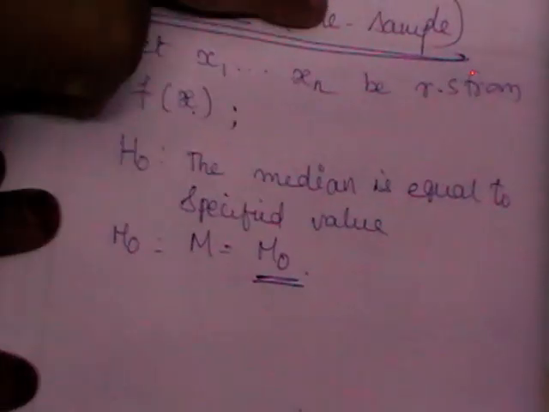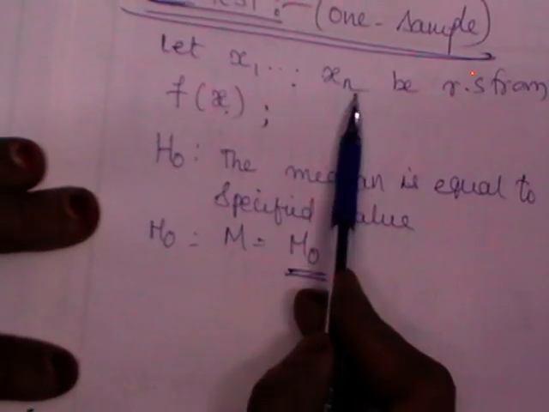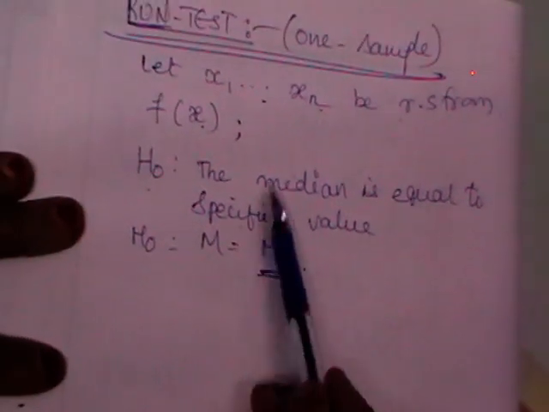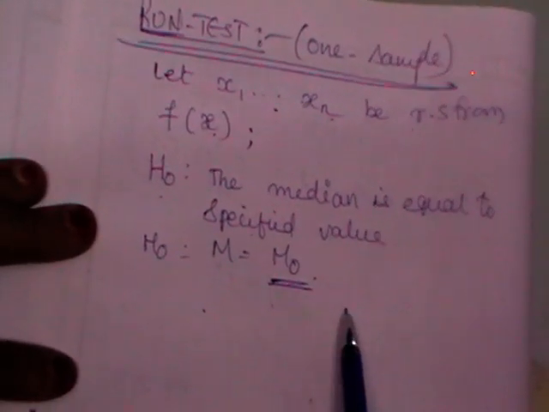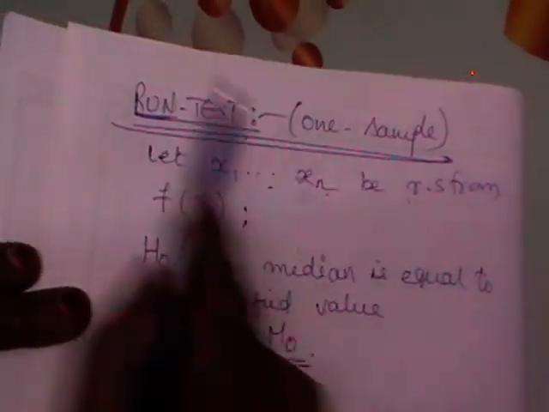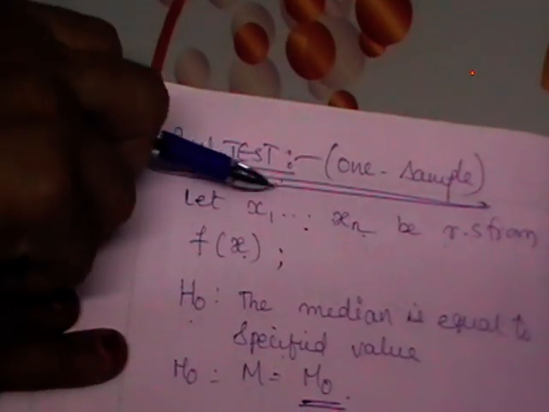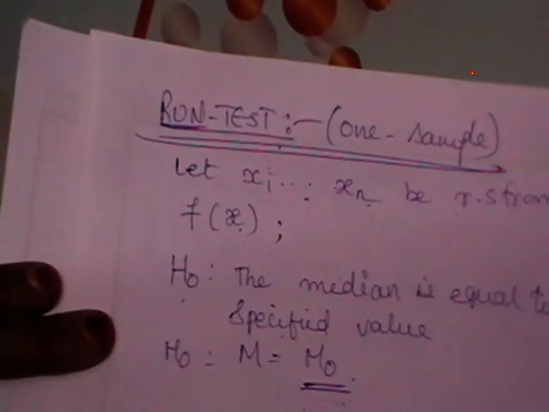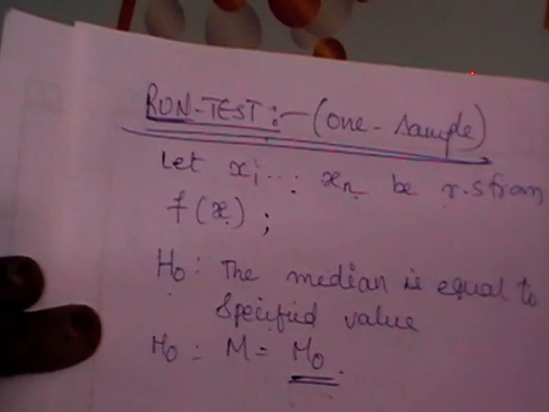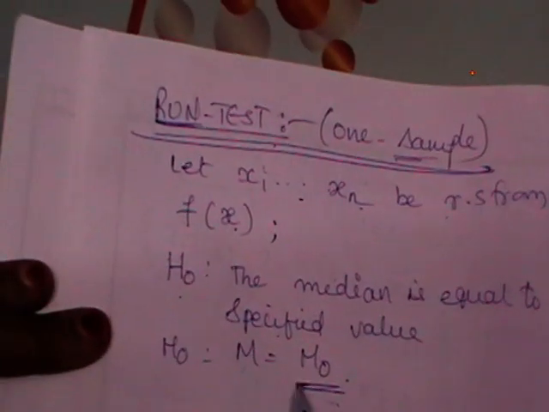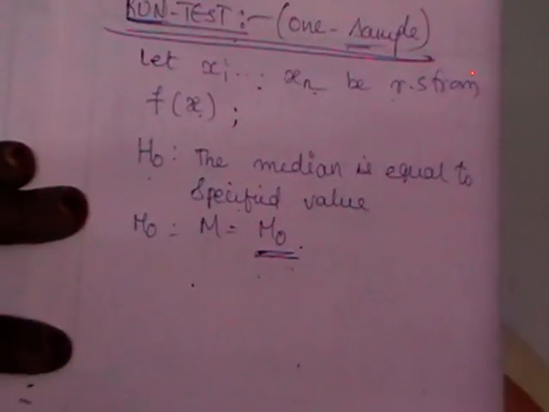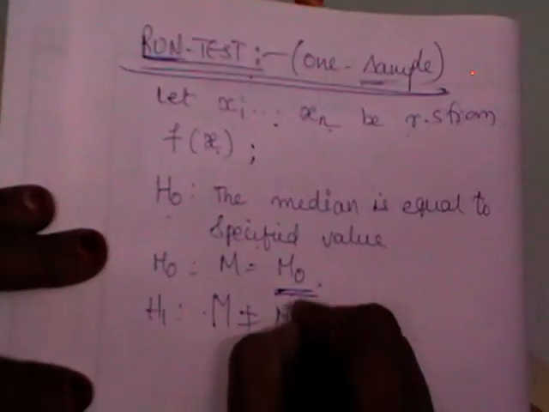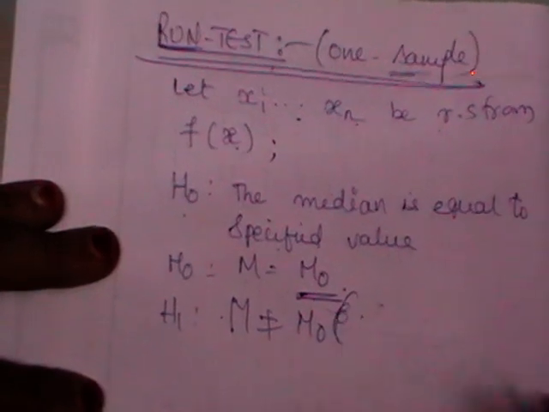If it is a two sample case, what will be the null hypothesis? You are going to write two samples with two PDFs, and the null hypothesis will be that the two samples are drawn from the same population, that is H0: f1(x) = f2(y). For one sample, this is the fixed null hypothesis, the same one we wrote in the sign test also, and the alternative will obviously be M not equal to M0.